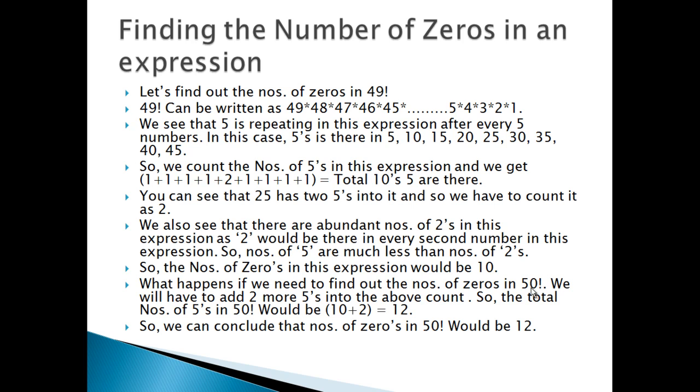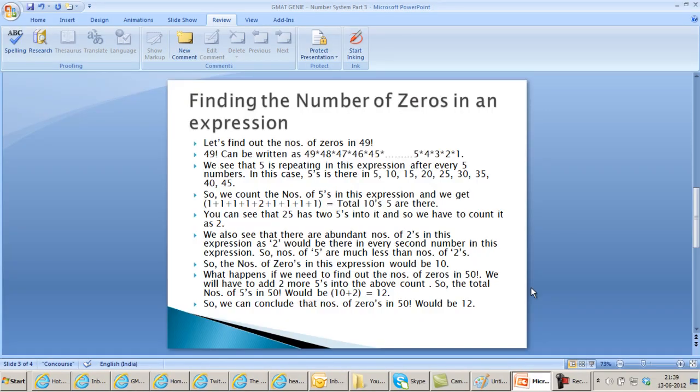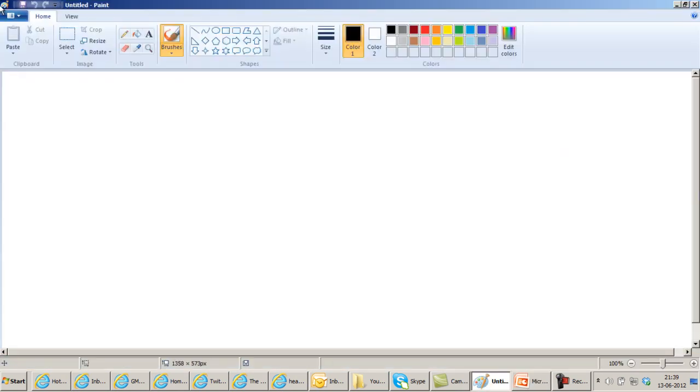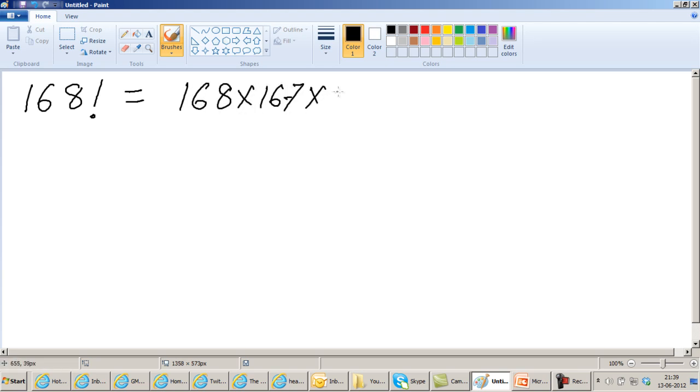Now let's work out a problem. Let's take a number which is more than 100 and let's find out how many zeros this expression will have. So let's take a number called factorial 168. Factorial 168 can be written as 168 times 167 times 166 all the way up till 5 times 4 times 3 times 2 times 1, right?